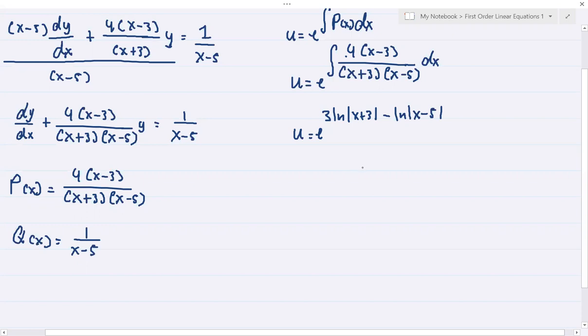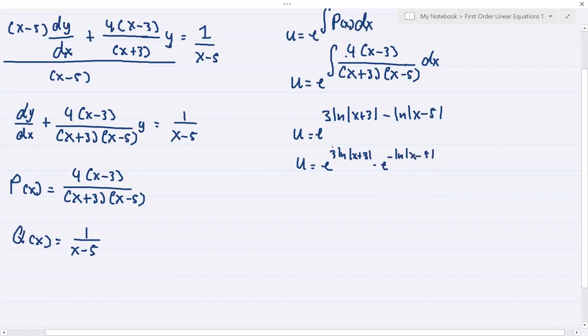Remember that if you have e raised to a plus b, we can rewrite this as e raised to a times e raised to b. We can separate this one. So if we have e raised to x minus y, we can rewrite this as e raised to x times e raised to negative y. So by doing so, we can have u is equal to e raised to 3 times ln of x plus 3, times e raised to negative ln of x minus 5.